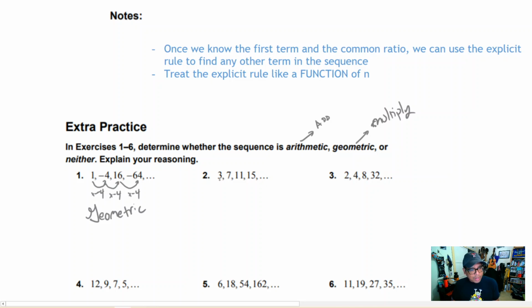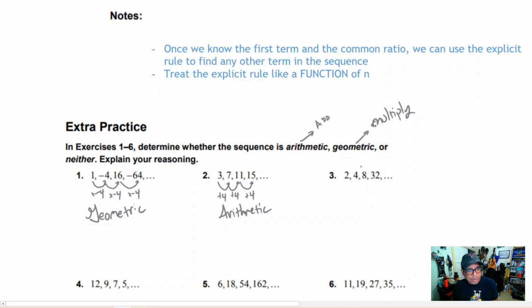Let's try this one. 3, 7, 11, 15. Notice how the numbers aren't growing all that fast, or they're not shrinking all that fast. So that gives me the idea that this is an arithmetic sequence. So keeping that assumption, this looks like I'm adding 4 to get from 3 to 7. From 7 to 11, again, that's add 4. And then from 11 to 15, that is addition, again, add 4. So this is arithmetic.